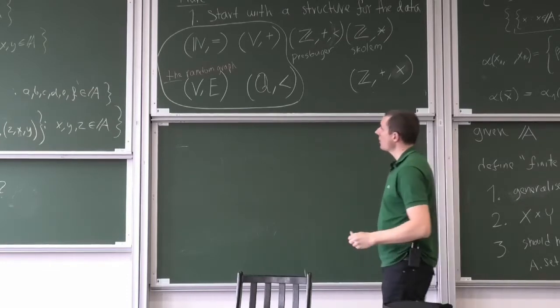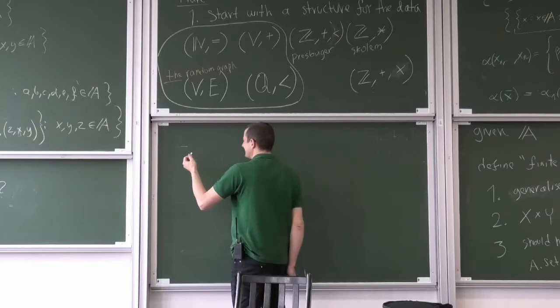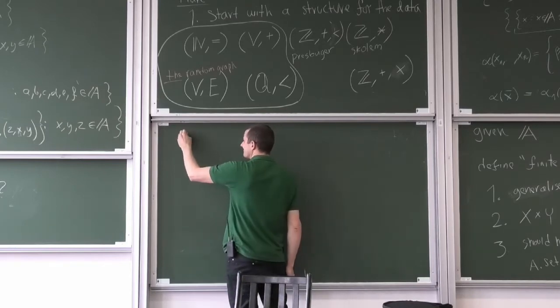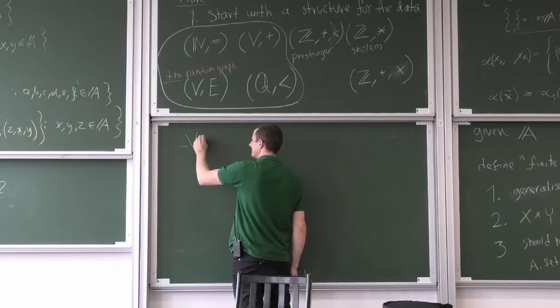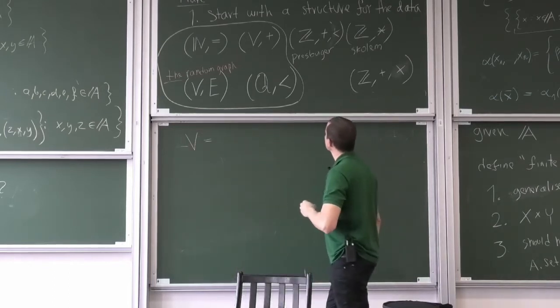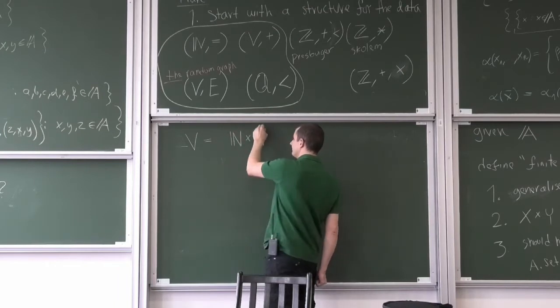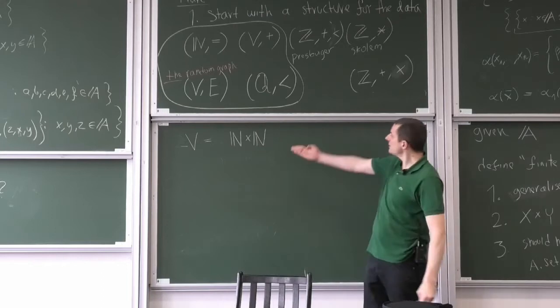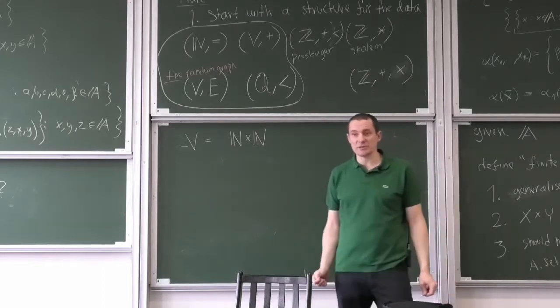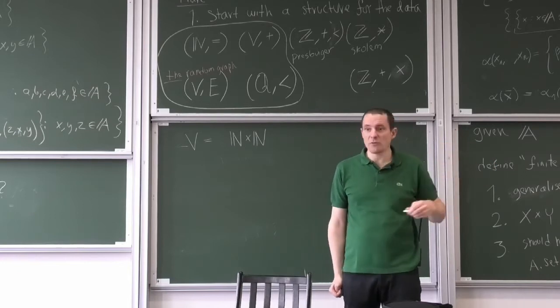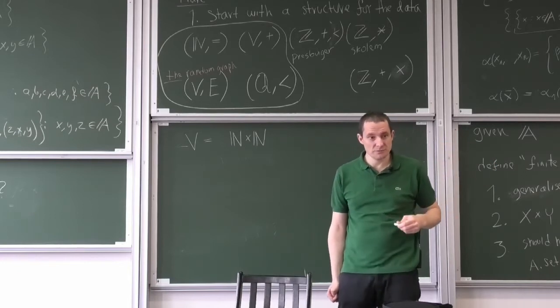Consider the following graph. The vertices are going to be pairs of natural numbers. You can clearly, easily get the pair of natural numbers here as a set. Yes, it's all pairs of numbers x, y such that both x and y are greater than 0. Okay?